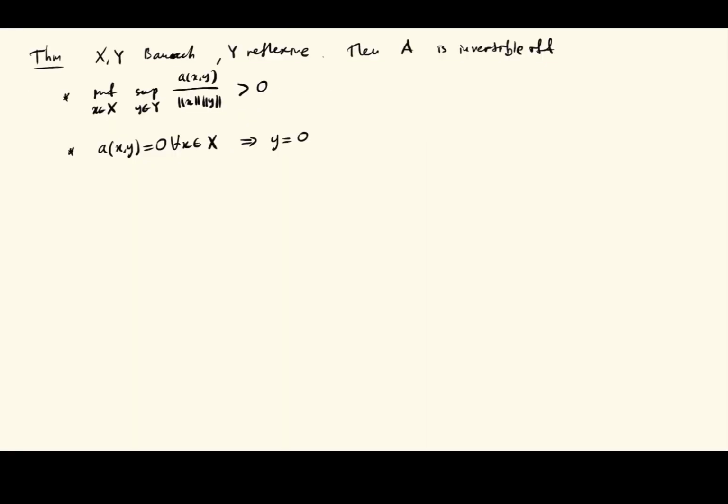So the theorem says that the operator A is invertible if and only if the inf-sup condition for A is satisfied and A prime is injective. And the injectivity condition can be written in terms of the bilinear form in this way. So that's our main theorem. Also note that the second condition here, the injectivity, can be replaced by the inf-sup condition for A prime, which is basically this condition.